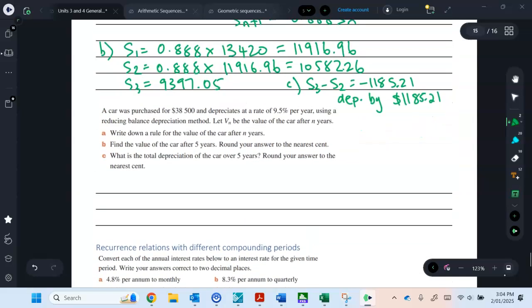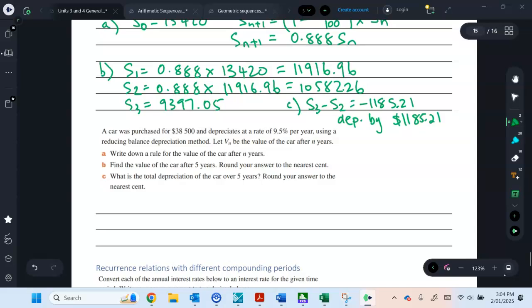All right, maybe we'll do one more. Maybe we'll do this question as well. A car was purchased for $38,500 and depreciates at a rate of 9.5% per year using reducing balance depreciation. So when you see reducing balance, hopefully you recognize it's geometric. If not, it's in your notes. So just make sure you know what sort it is. Let Vn be the value of the car after n years. Write down the rule. Okay, so this time we're doing the rule.